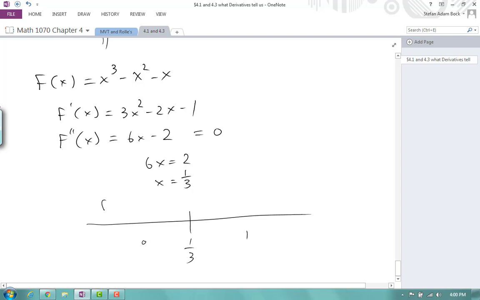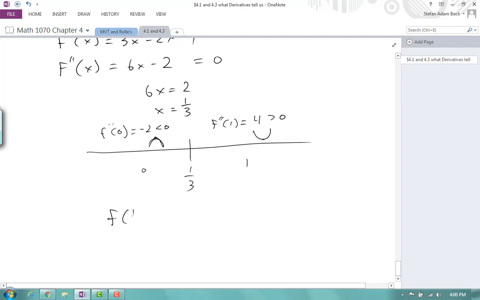f double prime of 0 is equal to negative 2, which is less than 0, so it's concave down here. And f double prime of 1 is equal to 6 minus 2, which is 4, which is greater than 0, so it's concave up here. So f of 1/3 exists, and it switches from concave down to concave up there, so 1/3 comma f of 1/3, whatever that is going to be, is a point of inflection.